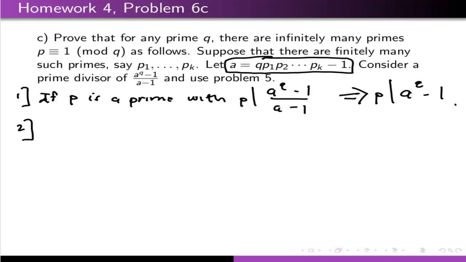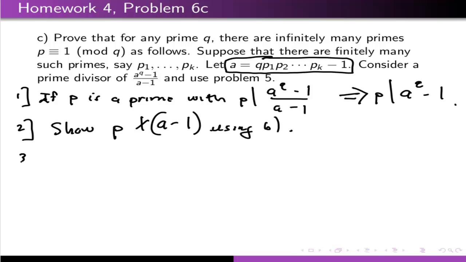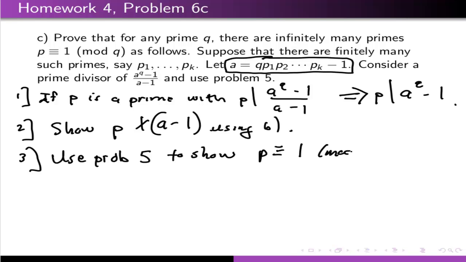Step 2, show p is not a divisor of a minus 1, using part B of this problem. Step 3, now let's use problem 5 to show p is congruent to 1 mod q.